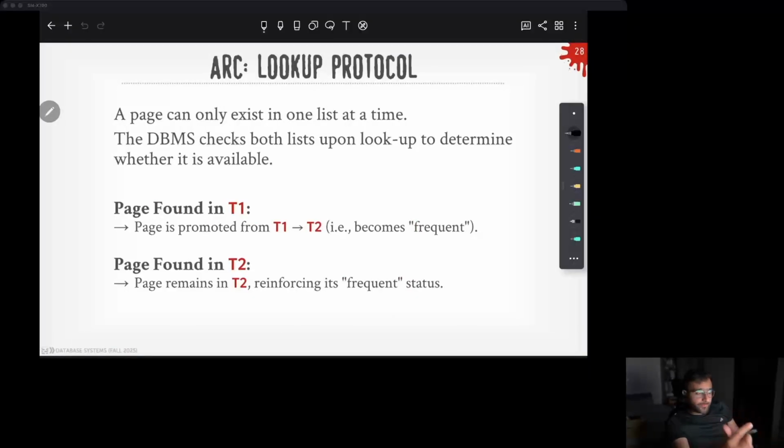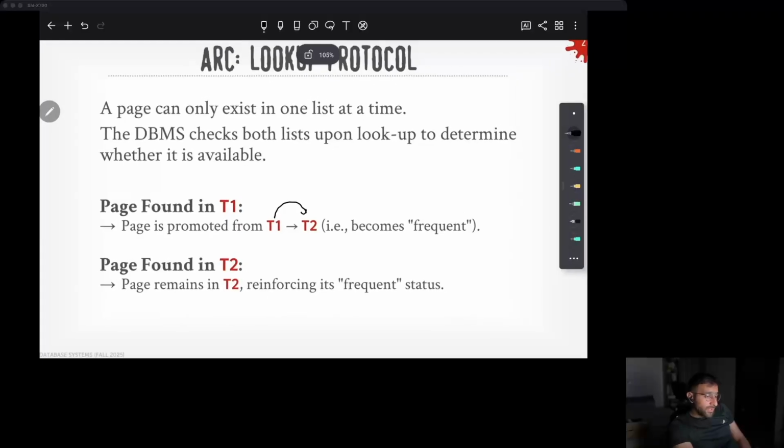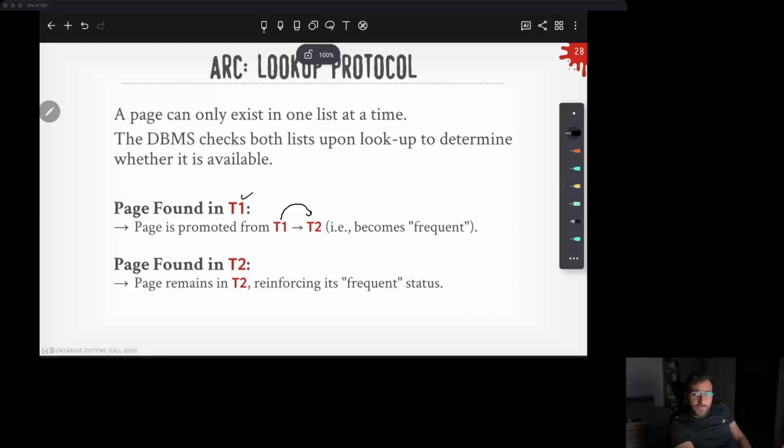So let's do a walkthrough. Let's say we have a page and this is the lookup protocol: when you're looking up a page, how do you go about and find a page? So in the beginning of the life cycle, all the pages that are brought into memory are put in T1, the recency list. So all the pages are lying in T1. When you access a page, the page is moved from T1 to T2. Now, because it has been accessed more than one time, it moves to the frequency list. So you found the page in T1 and you just moved that particular page from T1 to T2.